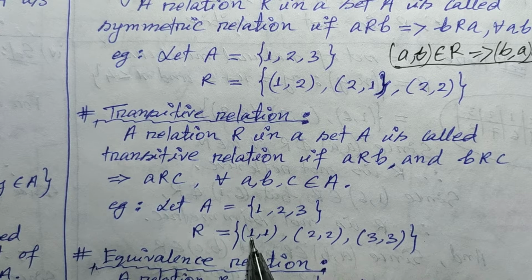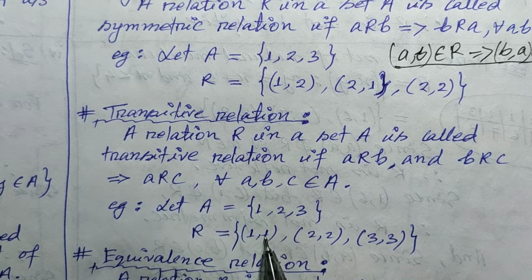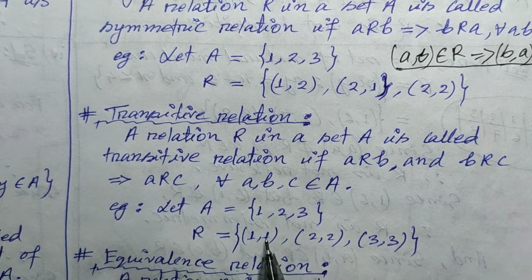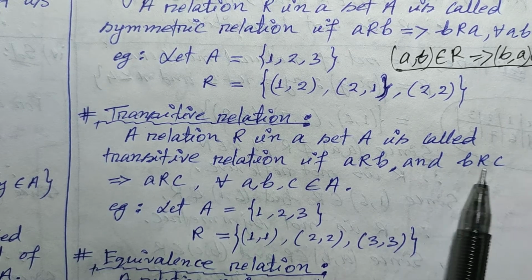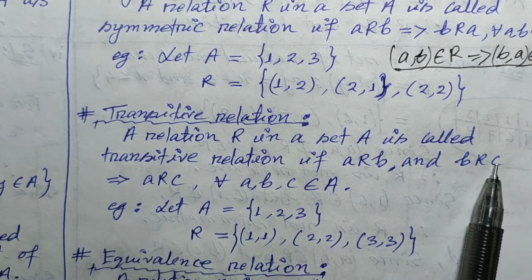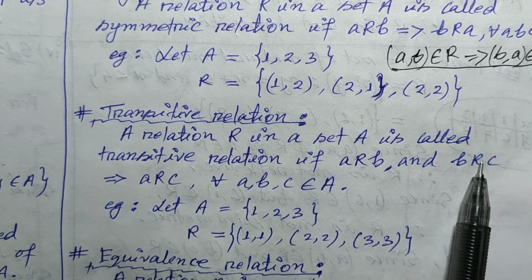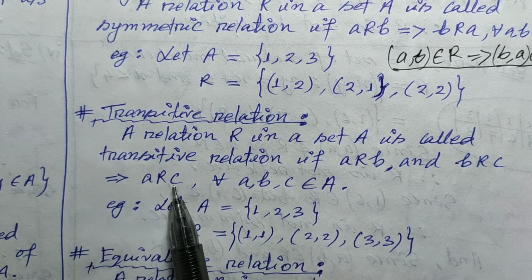That means this is (1, 1), that means AB. There is not BC. If there is not BC, then that is also transitive. For AB, there is not BC. If there is BC, then A should be related to C.